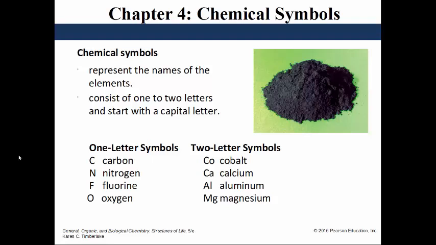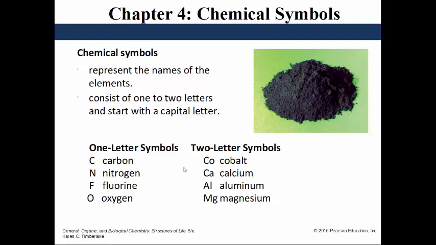The symbol will have either one or two letters. If it's one letter, you will use a capital letter. If you use two letters, only the first letter is capitalized. And here are some common examples here. For carbon, capital letter C, nitrogen, capital N, fluorine, capital F, and oxygen, capital O.